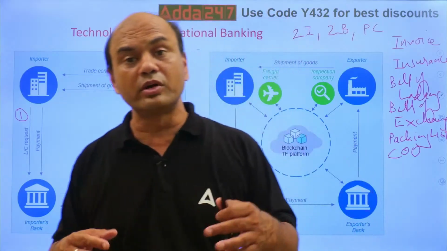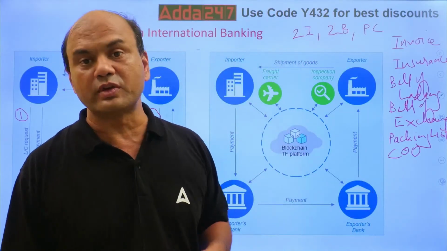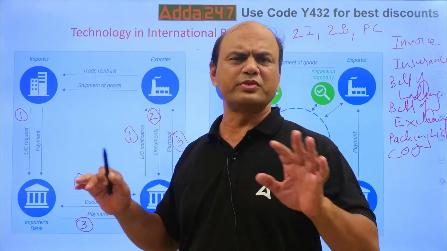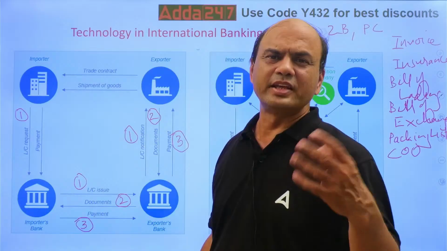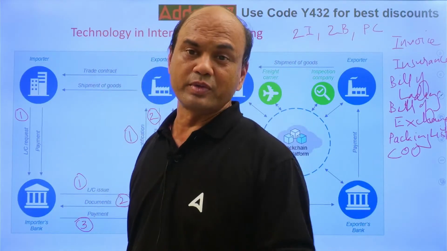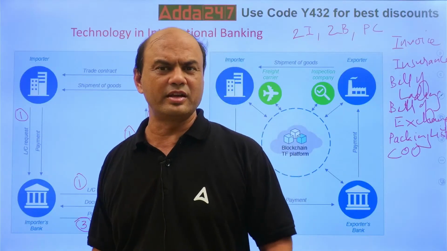Now let's look at the documents part. In the traditional process, the exporter prepares almost 5-6 documents: invoice, insurance, bill of lading, bill of exchange, packing list, certificate of origin. All these 6 documents he will prepare.